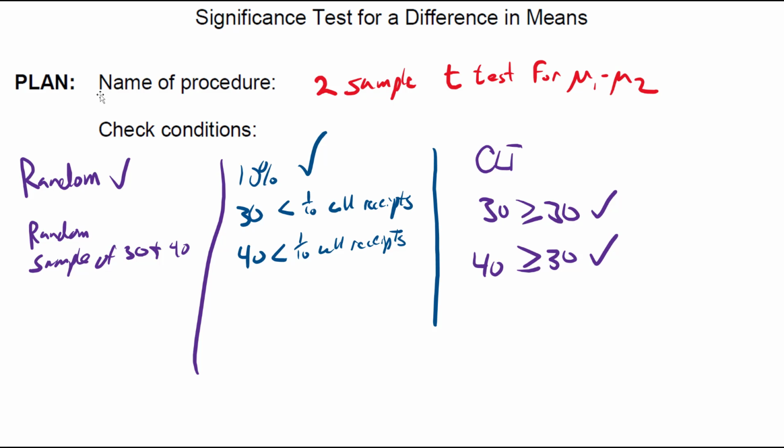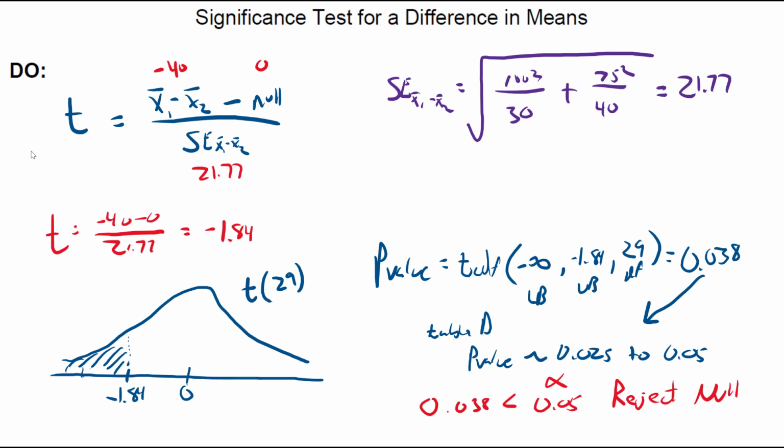Talk about your conditions, write them out: your random samples, your 10% condition. And in this case, they use the central limit theorem because we're dealing with means. List those out for each sample, not just one. Then for the do part, make sure to figure out your standard error, which is the square root of S1 squared over sample size 1 plus S2 squared over sample size 2. And then make sure to draw, very important, draw out your approximately normal curve, label it, and do your shading so you can show where you're getting your p-value from.